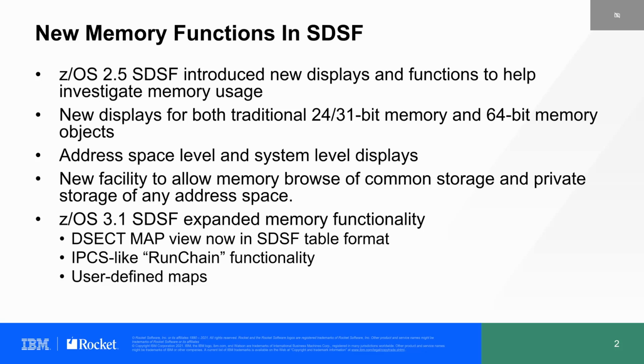But you can also type explicit primary commands on the SDSF command line to browse explicit addresses in your preferred address space. In z/OS 3.1, we were able to expand on this memory functionality. We've drastically improved the ability for SDSF to show memory in a structure format, DSECT format. We've added an IPCS-like run chain functionality inside the product, so you can process linked lists and things like that. And we've also added the concept of user-defined structure maps. We'll get into that a little bit later.